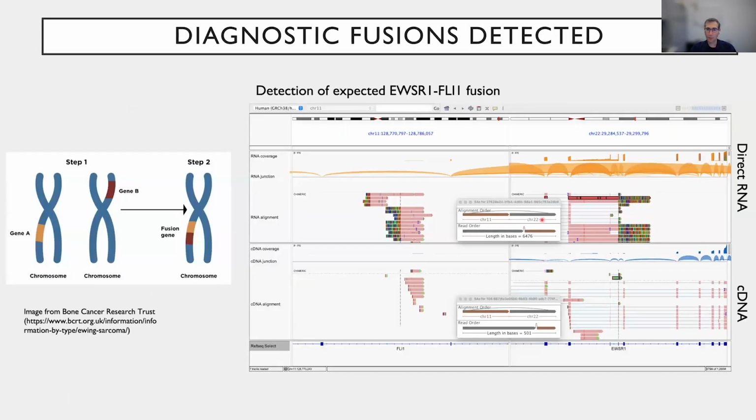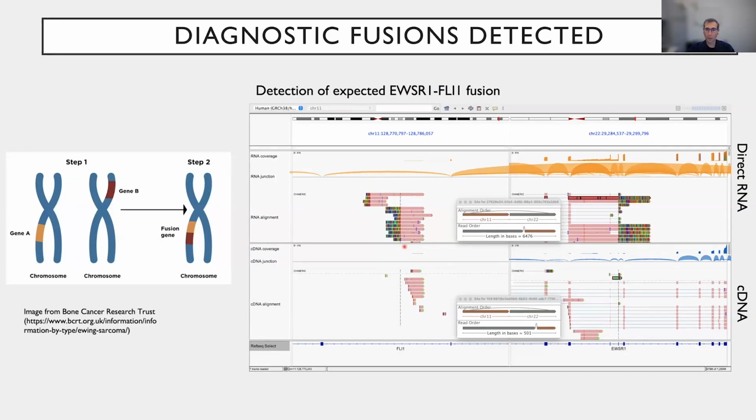And so here's a screenshot of an expected fusion gene, and this is in a Ewing sarcoma. Ewings are defined by what we call a pathognomonic fusion between chromosome 22 and chromosome 11, EWS and FLI1. You can see the evidence for this fusion in both the direct RNA as well as the cDNA. And I can say that across the whole cohort of more than 20 tumors, 100% of them with gene fusions captured by the short read data were also captured by the long read.